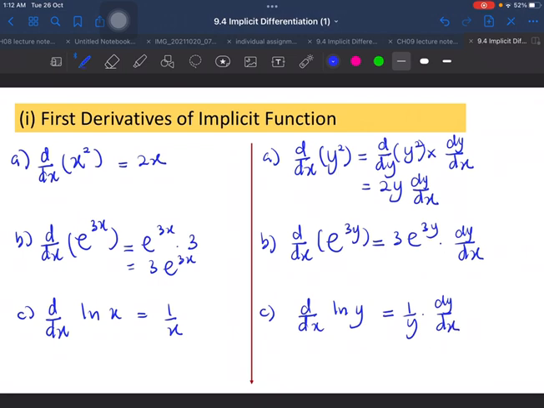Jadi saya harap pelajar dapat membezakan apabila kita membezakan respect to x untuk variable x dan respect to x tapi bagi variable y.